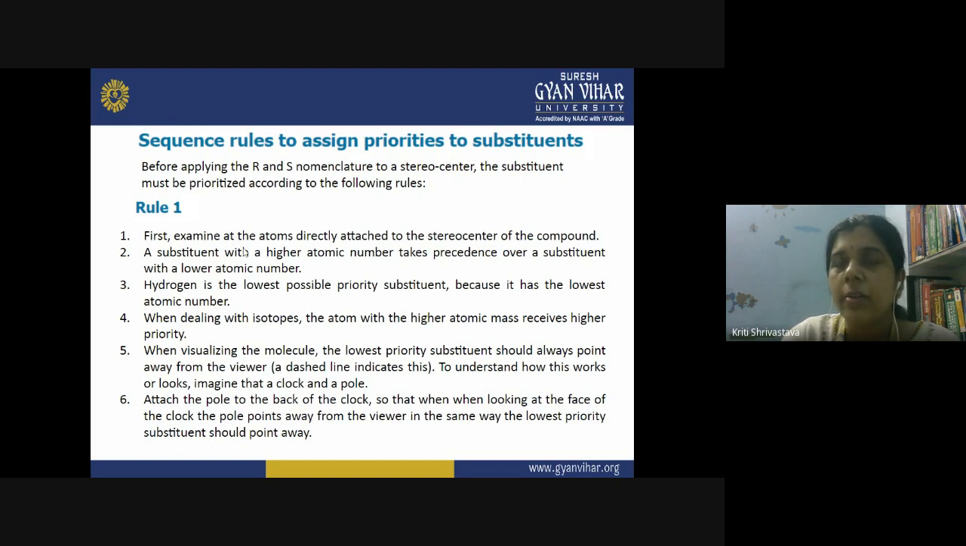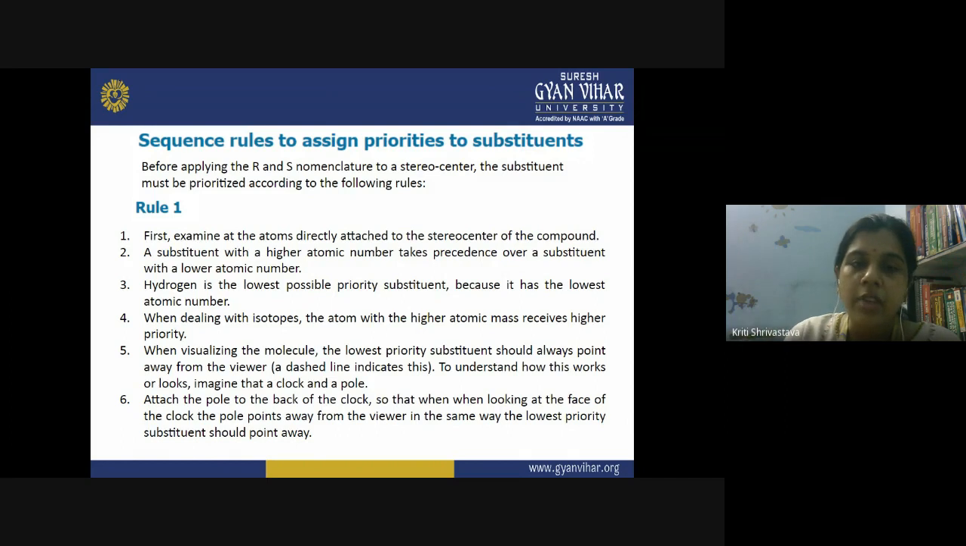It could be carbon number 3, carbon number 4, or 5. So you have to look at that carbon only, and all the rest of the valencies will be its substituents. So you have to consider only those substituents which are directly attached to the stereo center. This is the very basic rule.